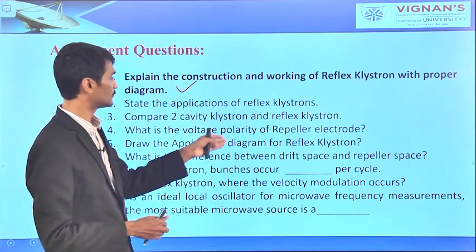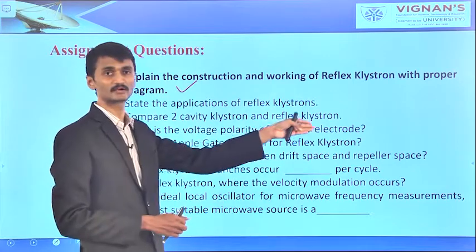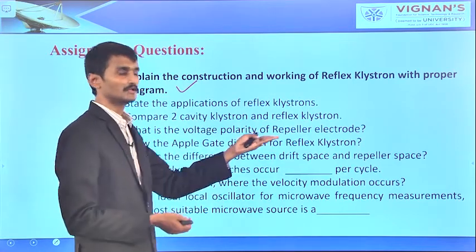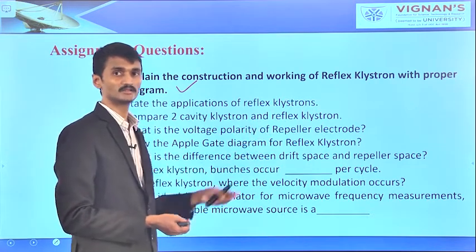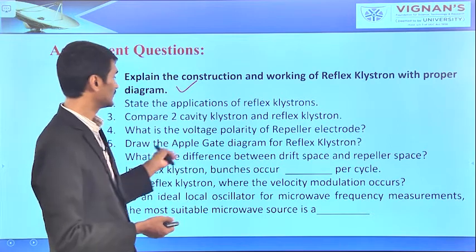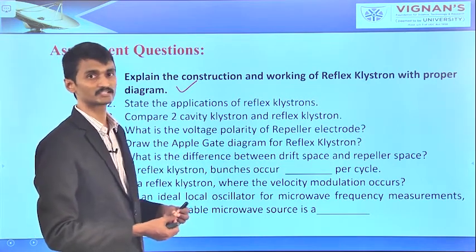What is the voltage polarity of repeller electrode? That is already mentioned: the repeller electrode is at highly negative potential. And draw the Applegate diagram for reflex klystron. You can draw the Applegate diagram of reflex klystron.